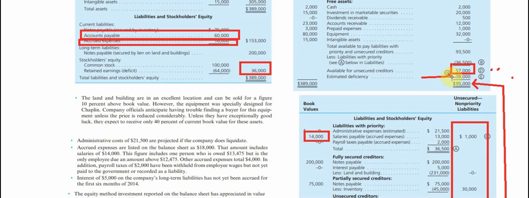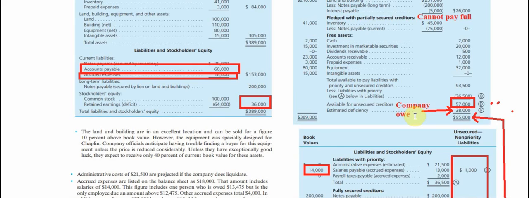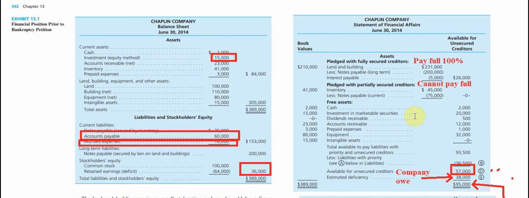This means the company still owes about 38,000 to the creditors, and they should use something else to pay. This means the company still owes 38,000 after they are in bankruptcy. So that's the technique we need to learn about bankruptcy for accounting. That's the end.